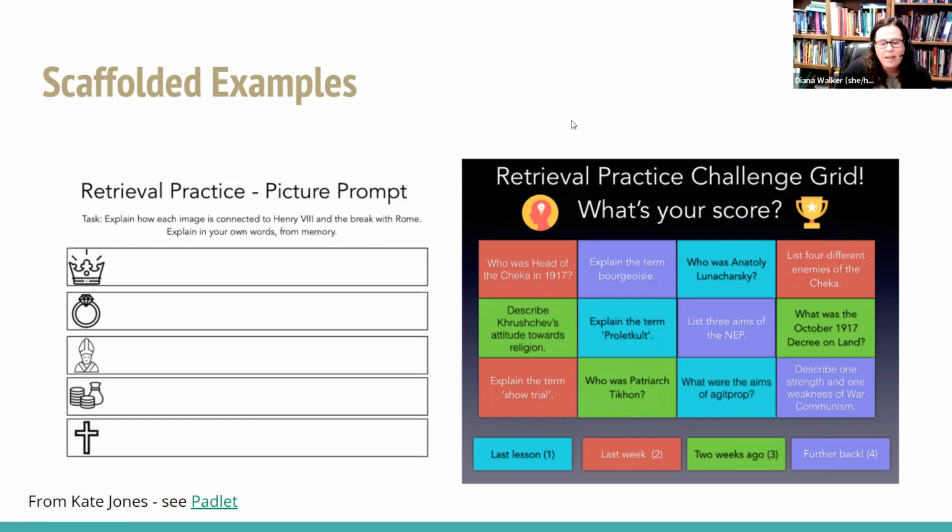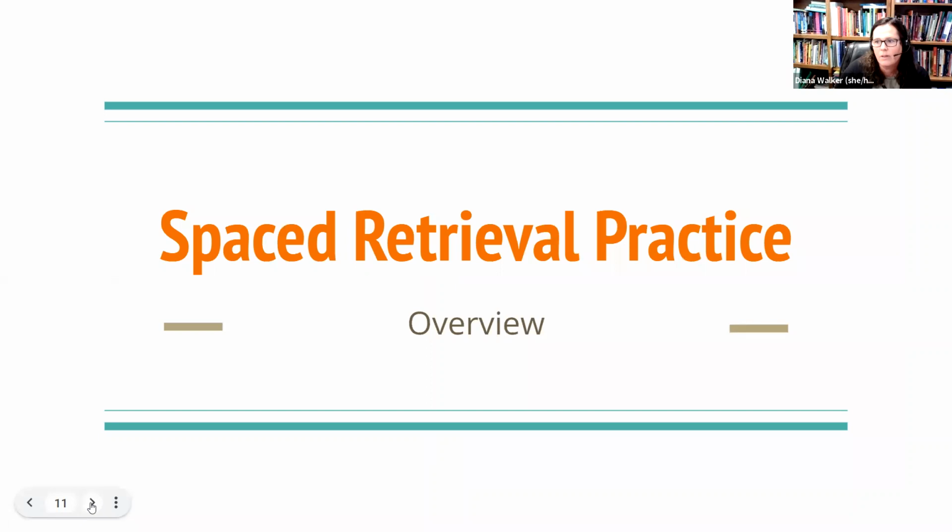The second one is a challenge grid. The reason the challenge grid is considered a scaffolded example is because if you look at the questions or the vocabulary or the terms, they can work together and provide signals for the mind to attach onto the learning. Okay, so it's scaffolded because there's a whole lot of content information. That is retrieval practice defined. Next, we talk about spaced retrieval practice. So how does it look across the course of an instructional cycle or a unit?